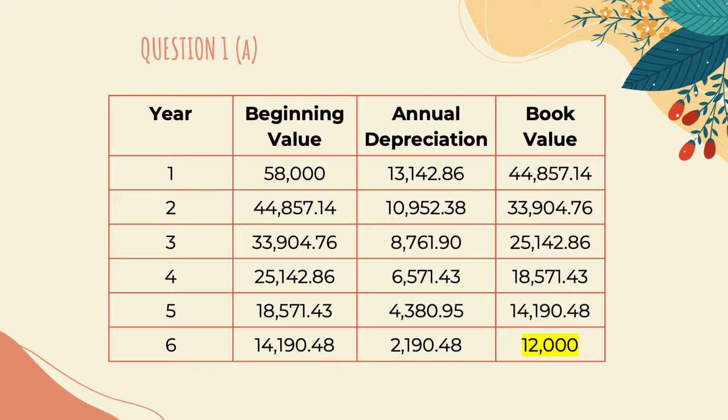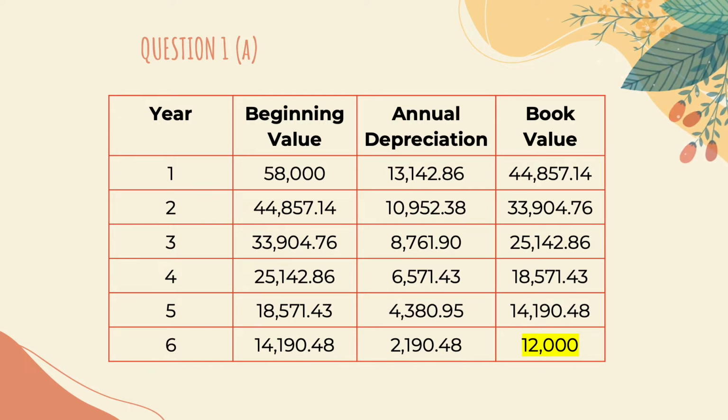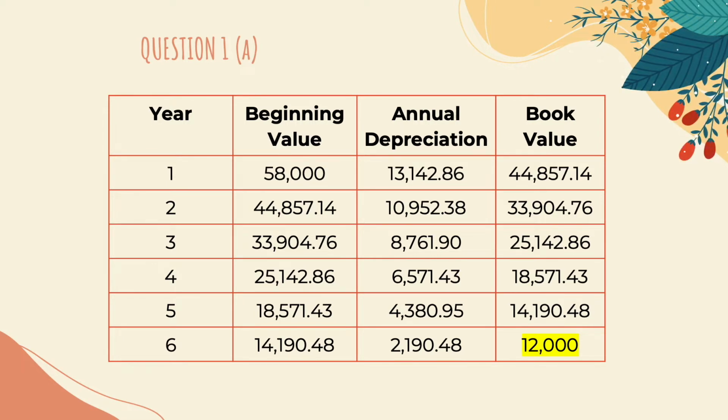To start for the year 2 beginning value, we need to get it from the book value from year 1, and then annual depreciation for year 2 is also the one that we calculated before. To get the book value for year 2, we minus the beginning value with annual depreciation, and we will get the book value for year 2, which is 33,904.76. The same goes for the third, fourth, fifth and sixth year.